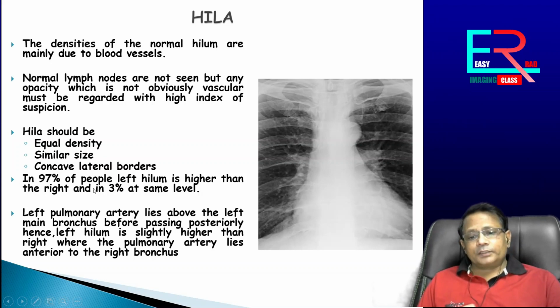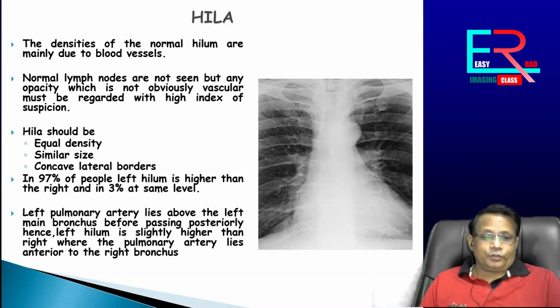In 97% of people the left hilum is higher, but you may find them on the same level or the left on the lower side in 3 to 6%. Okay. The left pulmonary artery lies above the left main bronchus. Left pulmonary artery above this left main bronchus, the air-filled column, and this is the left main pulmonary artery. Okay. And before passing posteriorly, hence the left hilum usually appears slightly higher. At the right, the pulmonary artery lies anterior to the right bronchus. Okay.